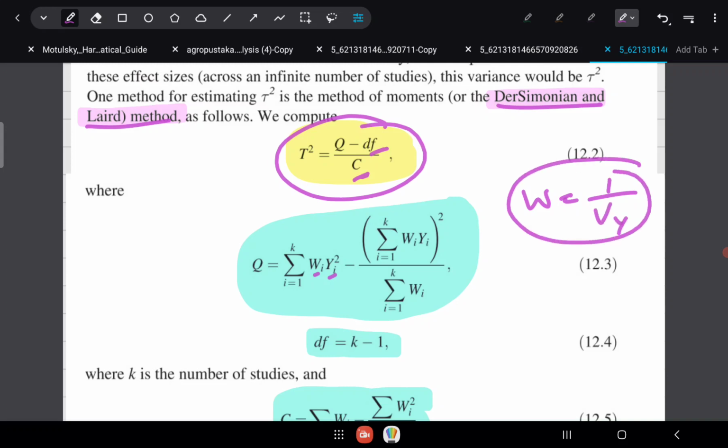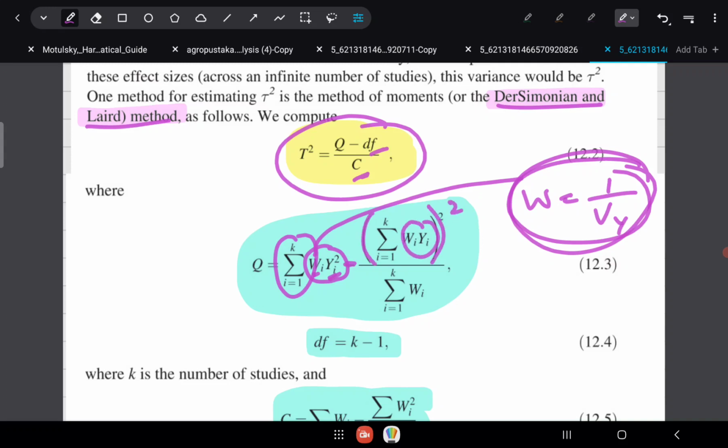So this is the same formula that we use in fixed effect modeling, right? So first we'll compute the weights of the study based on this formula, and this is the W that we will use for computing the Q. Y is obviously the effect size of the individual study, and we'll compute W Y squared. This will become clear as we go through the examples. So you'll compute this product W Y squared, and then you will sum up the W Y squared for all the studies. This minus the sum of W Y, the whole squared, divided by the summation of all the study weights.